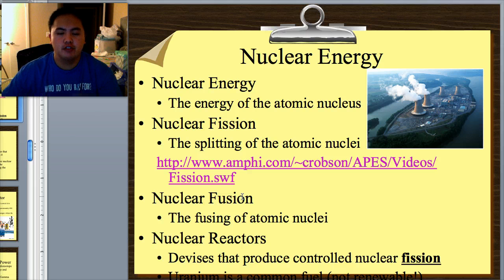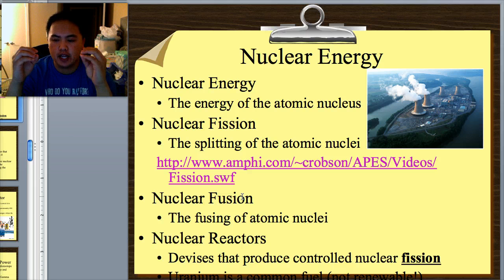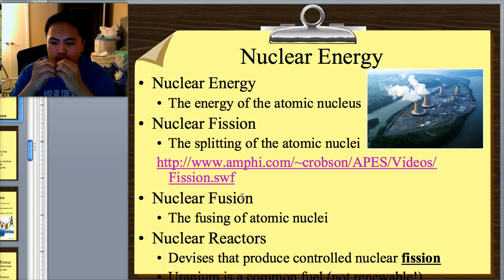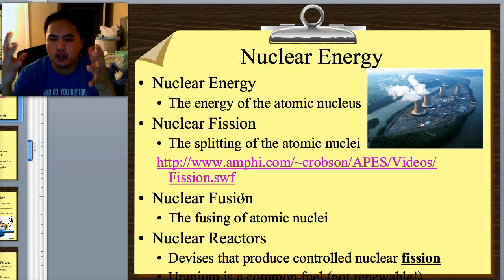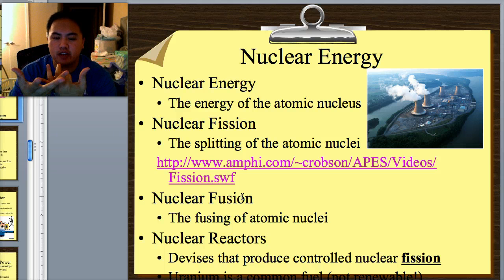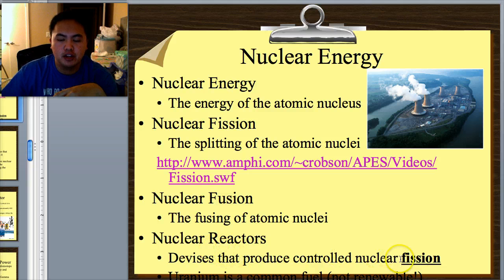Fusion means I take two nuclei and I force them together, and it creates a lot of energy to put these two nuclei together. Fission is the opposite. Fission says I'll take a nucleus and strike it, and it splits up into many other smaller nuclei, and that also releases a lot of energy. Nuclear energy specifically is nuclear fission.